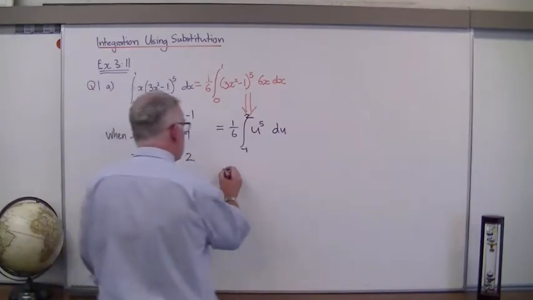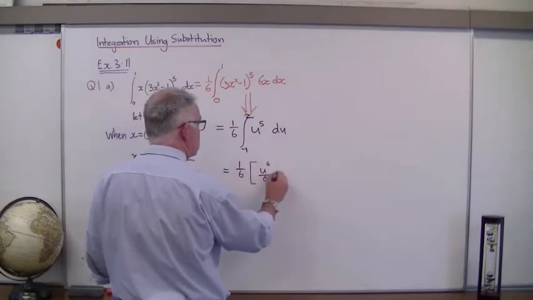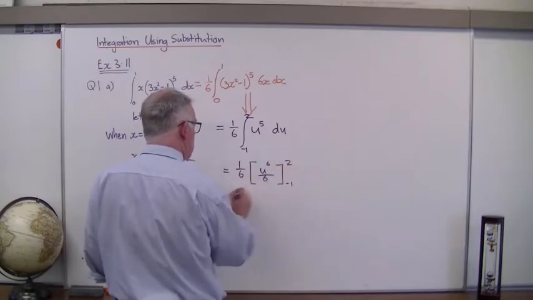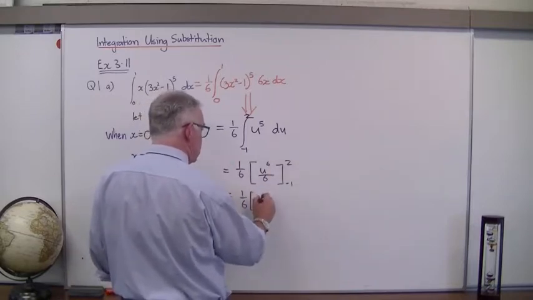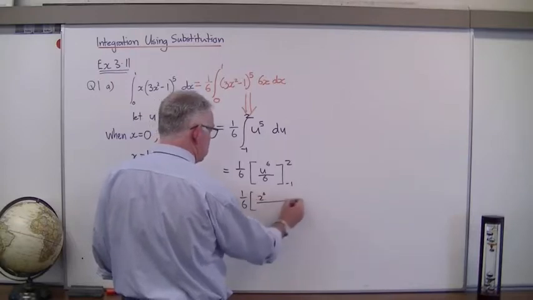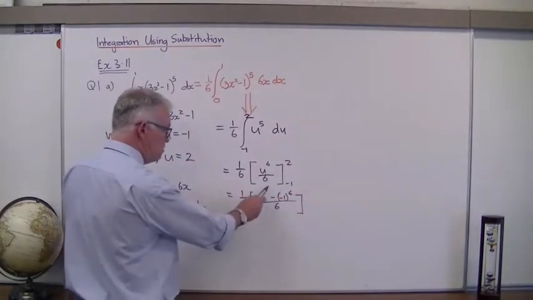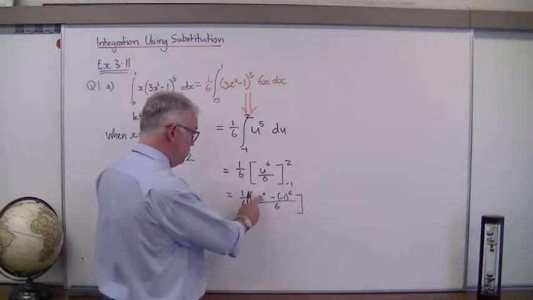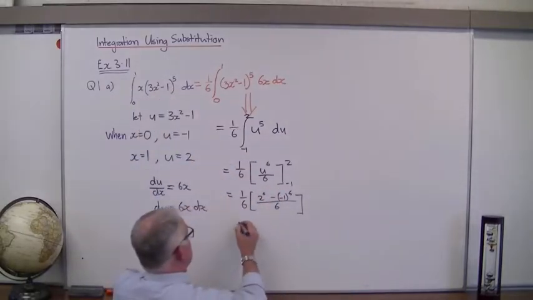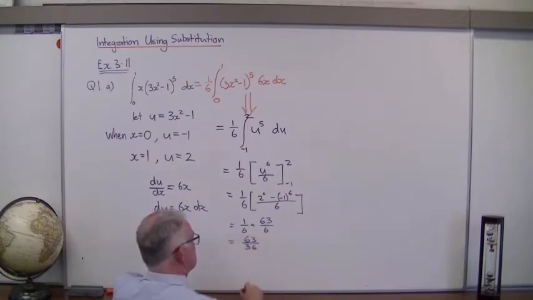This will be easy peasy now. Alright, so we'll integrate that. That's 1/6 outside of u to the power of 6 on 6 from minus 1 to 2. And when we substitute in the limits of integration, it'll be 2 to the power of 6 on 6, minus minus 1 to the power of 6 on 6. 2 to the power of 6 is 64. And minus 1 to the power of 6 is 1. So 64 minus 1 will give us 1/6 times 63 on 6. So we'll have 63 on 36.